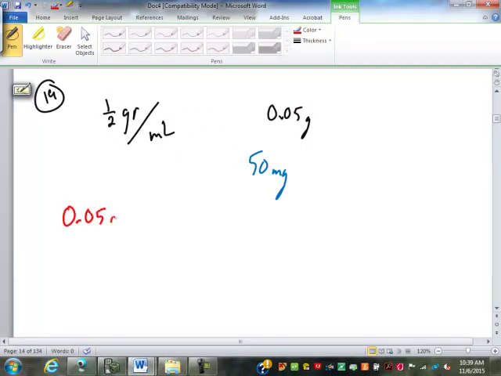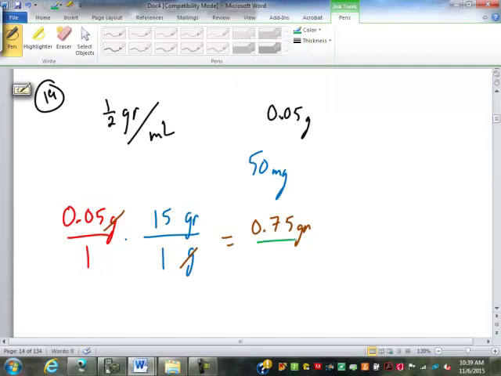If you left it as the 0.05 grams, what's the relationship between grams and grains? 1 gram contains 15 grains. So I set it up with the grams on bottom so that they'll cross cancel. Now I have 0.05 times 15 is 0.75 grains. So that is what is being ordered by the doctor, 0.75 grains.